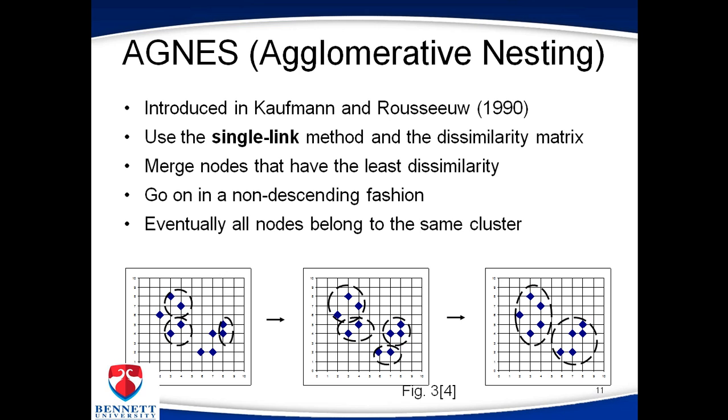Next we want to see what Agnes is. Agnes means agglomerative nesting: AG for agglomerative and NES for nesting. It was introduced by Kaufman in 1990. In this slide we see three clusters and some elements outside the cluster, and then the first cluster takes a nearby point that has the nearest distance to it and forms a new cluster. So basically three clusters make four clusters.